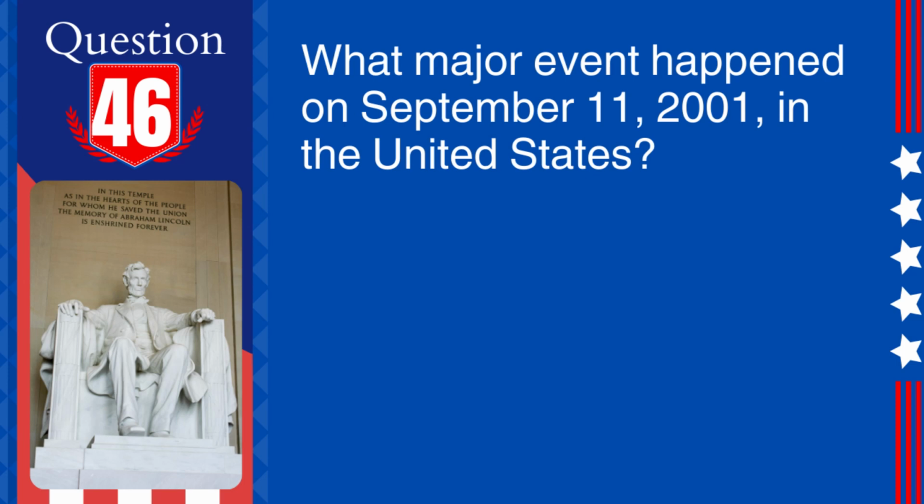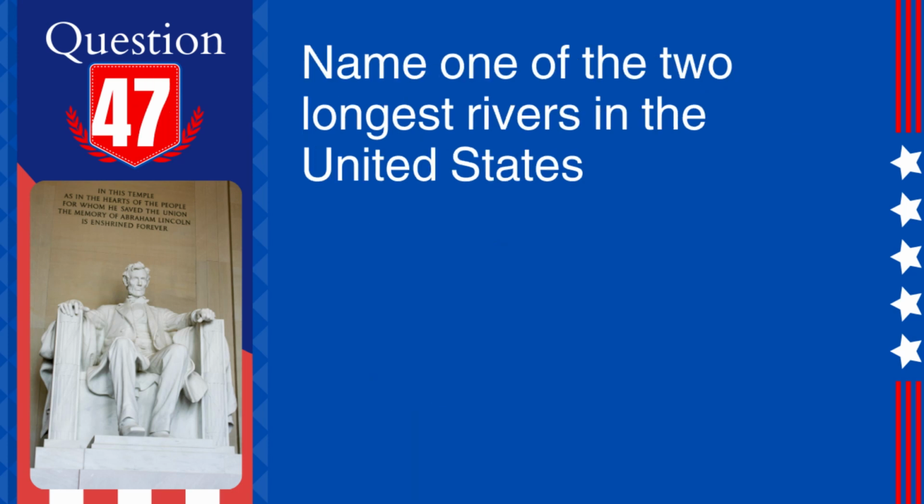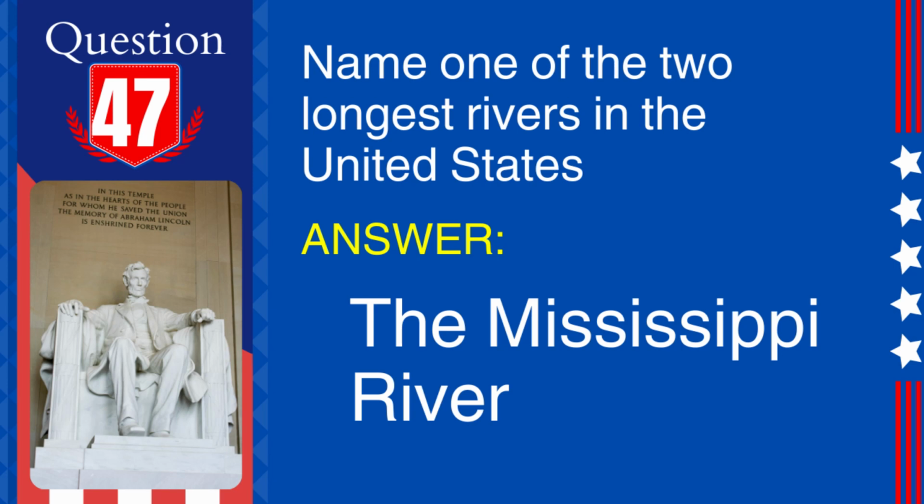46. Question. What major event happened on September 11, 2001 in the United States? Answer. Terrorist attacks on the World Trade Center and the Pentagon. Explanation. On September 11, 2001, terrorists hijacked airplanes to carry out attacks, including on the World Trade Center in New York City and the Pentagon near Washington, D.C. 47. Question. Name one of the two longest rivers in the United States. Answer. The Mississippi River. Explanation. The Mississippi River is one of the longest rivers in the United States, along with the Missouri River.